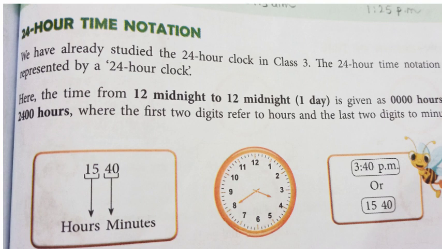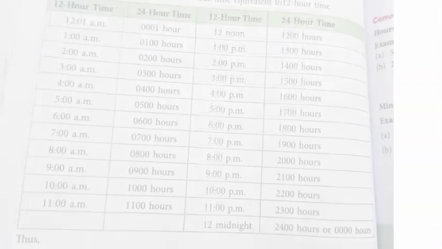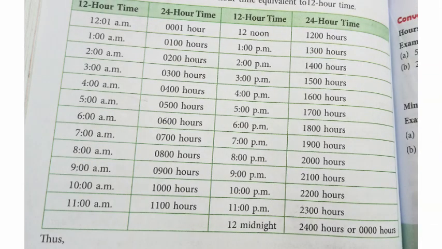Rather, we use 4 digits. In these 4 digits, the beginning 2 digits show your hours and the last 2 digits show your minutes. Again, listen to me. The beginning 2 digits show your hour and the last 2 digits show your minutes. You can see the chart which is also given in your book, page number 162.